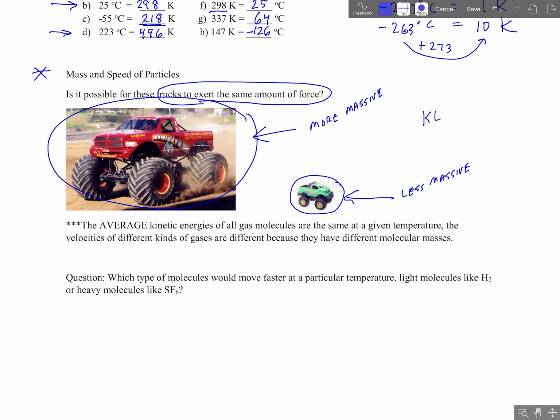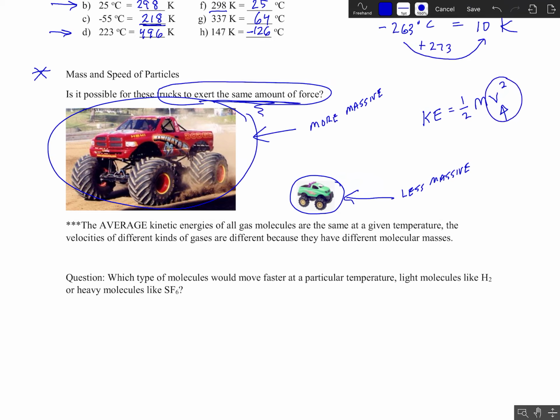In fact, you're going to learn, or maybe you already have in your physics class, that kinetic energy is equal to 1/2 the mass times the velocity squared. So it's more than just the mass of the particle, or in this case, the trucks. It also has to do with their velocity. So if I ask you, can these trucks exert the same amount of force, you'd have to say, well, there's more to it than mass, Mr. Hummer. We have to consider the velocity of the trucks.